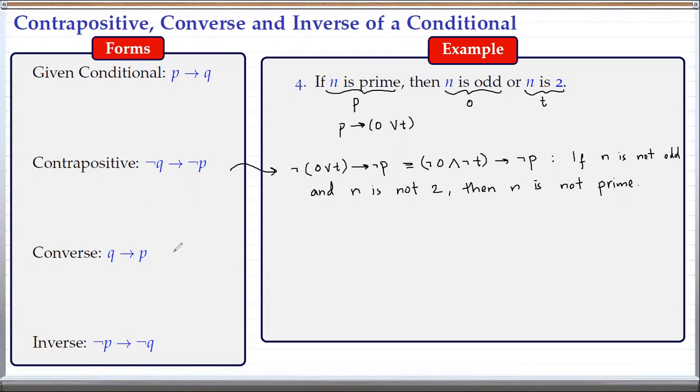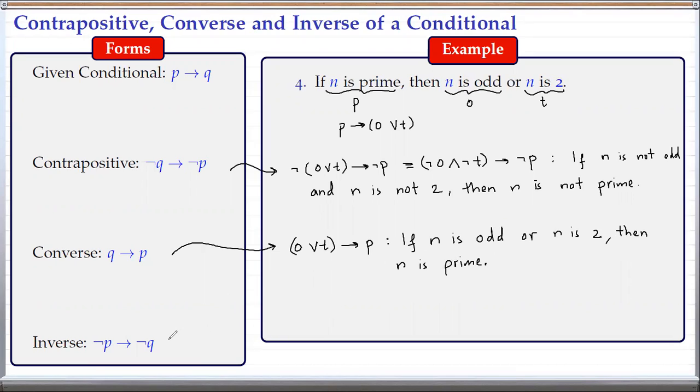Now let's look at converse. For converse, we just flip the direction. The conclusion here now becomes the hypothesis. So we have O or T implies P, which we can write as if N is odd or N is 2, then N is prime. This is the converse of the given statement.